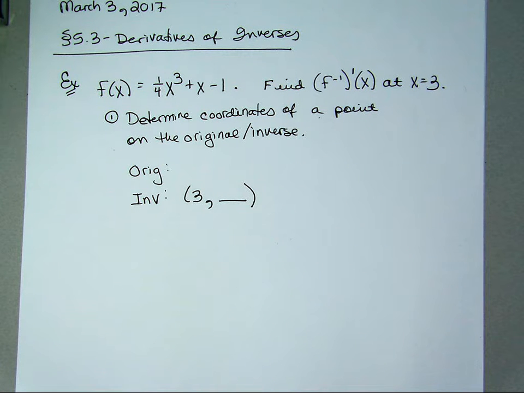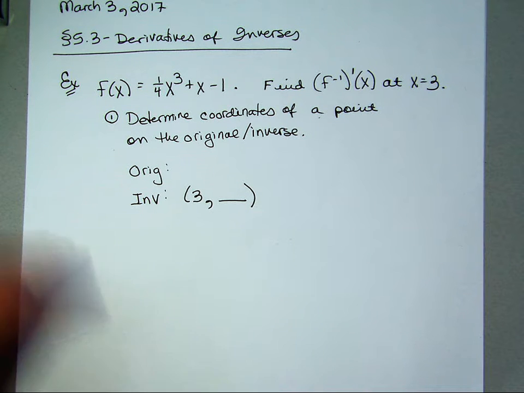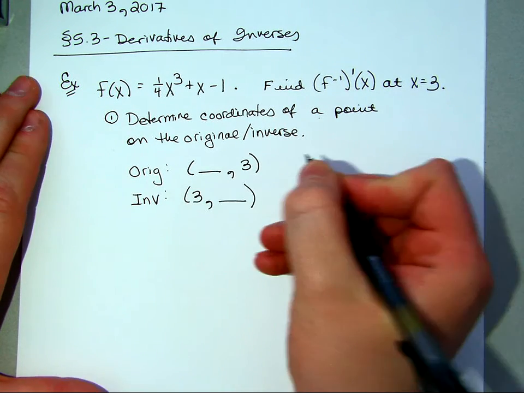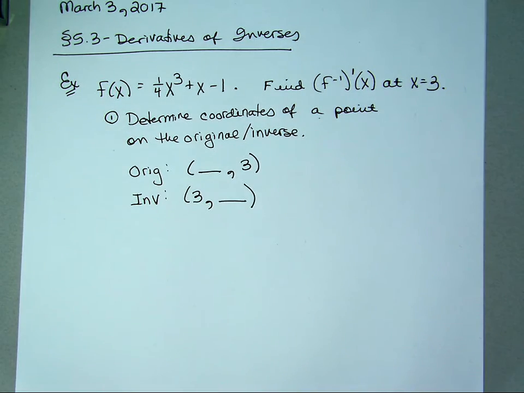Here's where the logic comes in. If I have 3 comma something on the inverse, what point must I have on the original? Something comma 3. On the original function, I have the point something comma 3. I need to figure out that other coordinate. Is 3 an x coordinate or a y coordinate on the original function? Y. So I need to find the x.